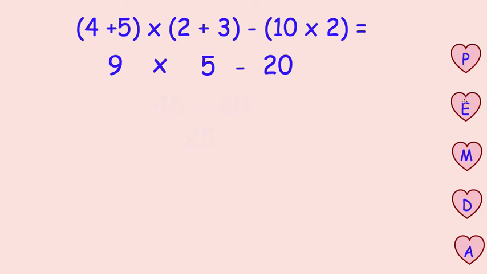No more parentheses. Are there any exponents? Nope. Is there multiplication? Yes. So I know that 9 times 5 is going to be 45, and I bring down the rest of my problem, minus 20. Is there division? Nope. Addition? No. And then subtraction. So 45 minus 20 is 25.